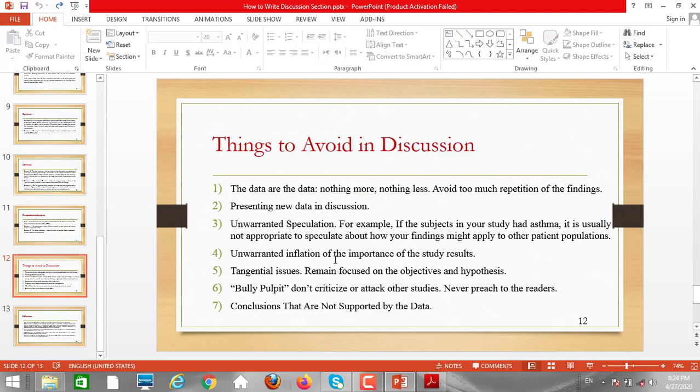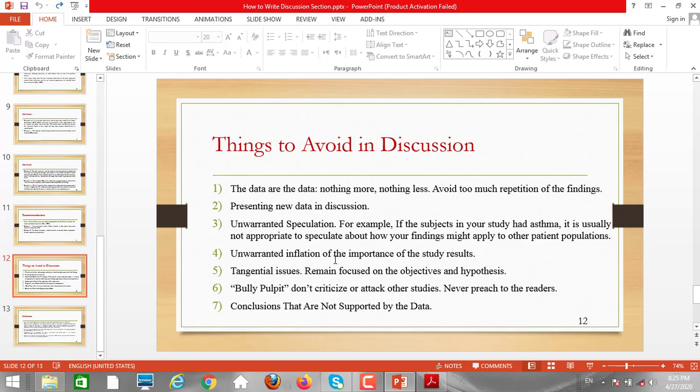Okay, so far we discussed the things to include in the discussion section. There are also some other elements to avoid in the discussion section, which means not to include them. The first one is the data, nothing more. It means try to avoid the repetition of the findings.